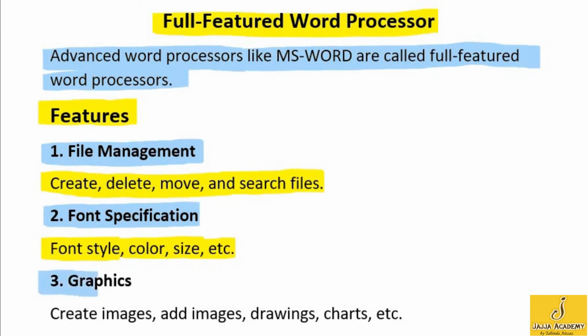The third feature is graphics. In the simple word processor, we observed there was no option of adding graphics to the document. But in a full-featured word processor, for example Microsoft Word, we can create images, we can add images from the internet or images stored on our computer, we can make drawings, we can insert charts, and so on.